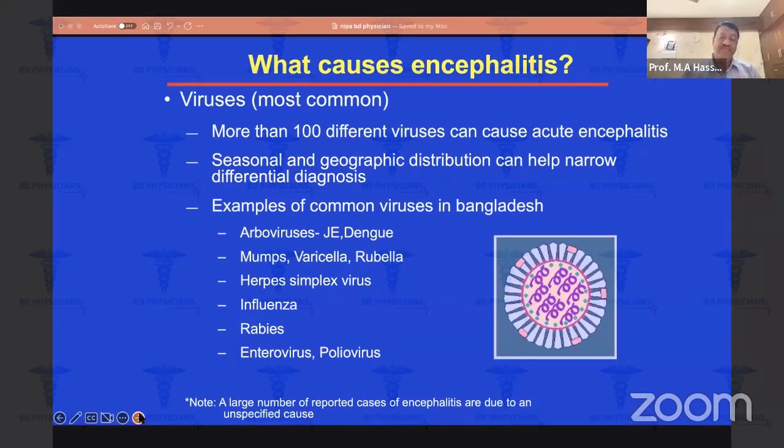Sometimes the influenza virus, and the most deadly virus is the rabies virus, and sometimes the enterovirus and the polio virus. But most of the time there may be lots of unknown viruses which we cannot detect or specify as causes of this encephalitis. So these are a few examples of common viruses in Bangladesh, but we lack diagnostic capacity in our country, so it is very difficult to diagnose or confirm the viruses.